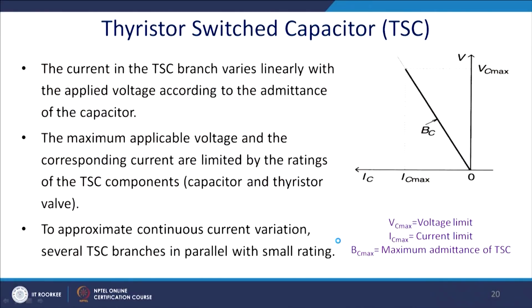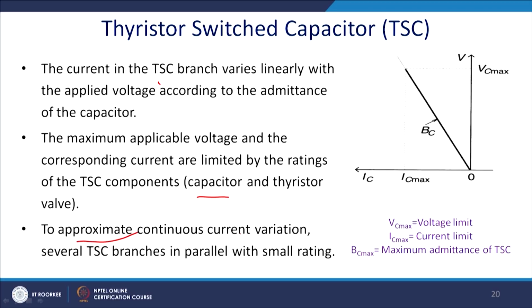Okay. Now let us see, the current in the TCR branch varies linearly with the applied voltage according to the admittance, and it does not have much problem with the harmonics also. The maximum applied voltage and the corresponding current are limited by the rating of the components, the capacitor and the thyristor valve. So, this is basically the IC versus VC.